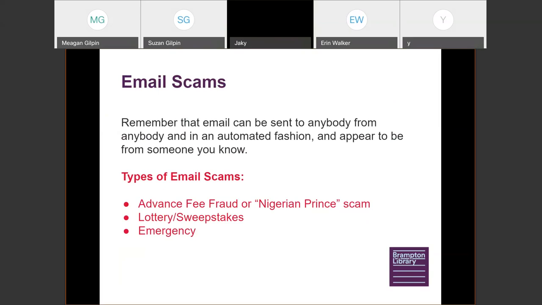Lottery and sweepstakes scams are also very common. You might get an email informing you you are the winner of a large lottery or sweepstakes. And before receiving any winnings, you'll be asked to pay an upfront processing fee or courier fee or tax. And of course, the payment of your winnings is never sent. And if you do send them that money, it's gone.